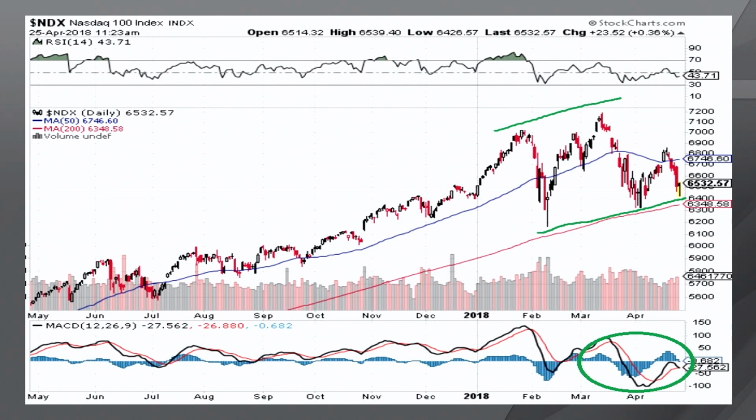Out of the February correction lows, we get this surge to new highs in early March, come down, make a higher low versus the correction lows, but now we're right back there. These charts were made on Wednesday morning, April 25th, and you're looking at sort of a bounce. The Nasdaq 100 comes down just near 6,400, bounces back up above 6,500. I'm not so sure if it's going to hold it.